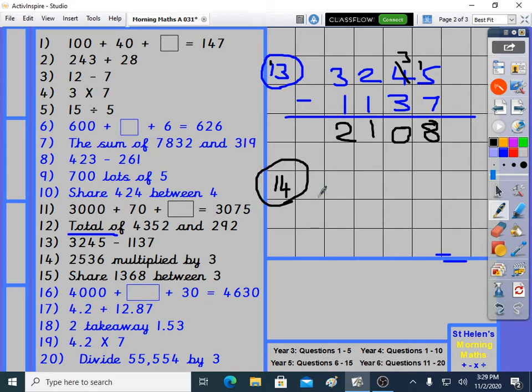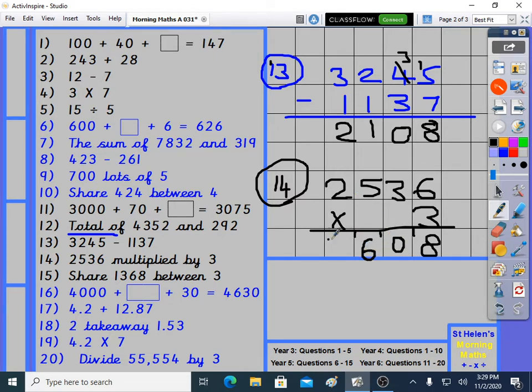$14. I'll do standard method for this. 2,536 multiplied by 3. 3 times 6, 18. 3 times 3, 9 plus 1, 10. 3 times 5, 15 plus 1, 16. 3 times 2, 6 plus 1, 7. 7,608.